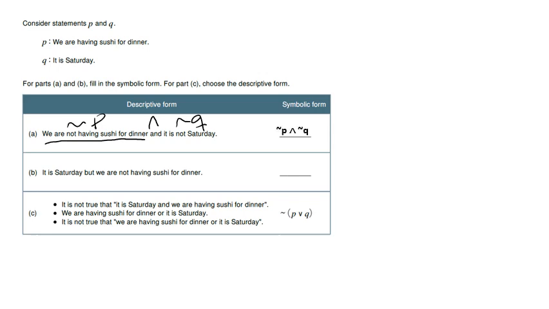For B, it is Saturday, but we are not having sushi for dinner. So we know it's Saturday, but we're not having sushi for dinner, and we are not having sushi for dinner. So Q and not P. Gotta be careful of the wording of this stuff.